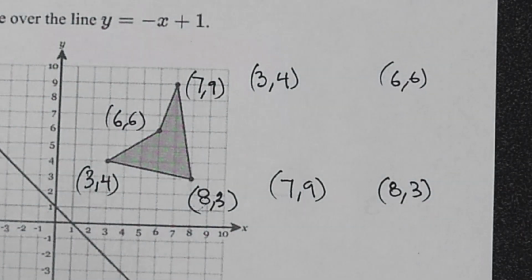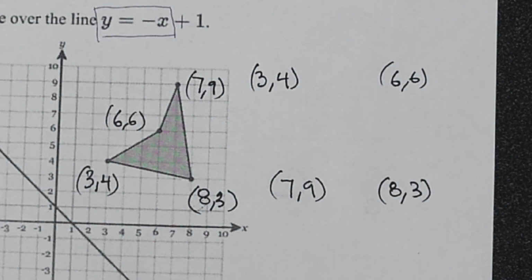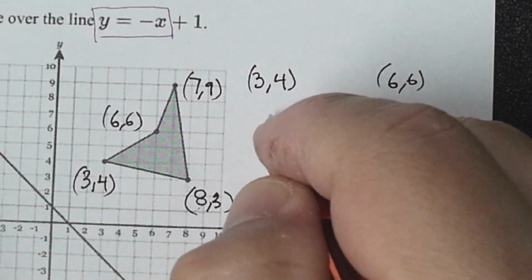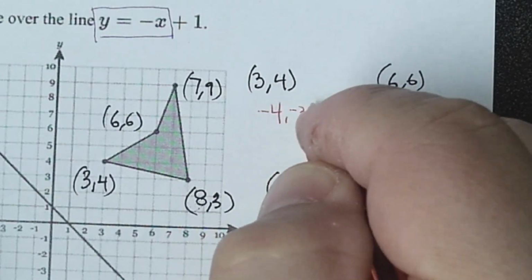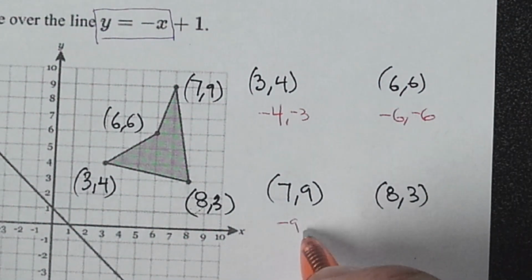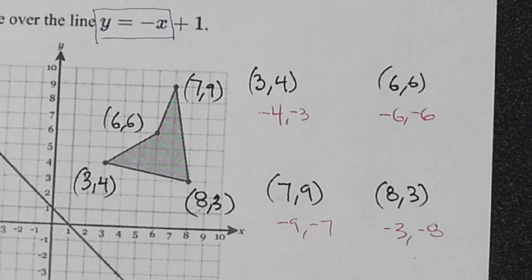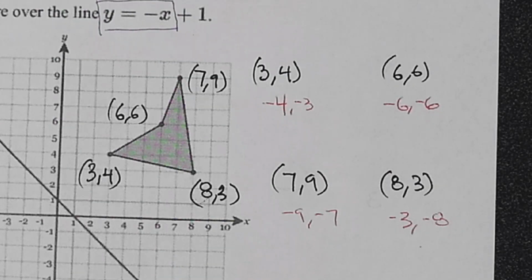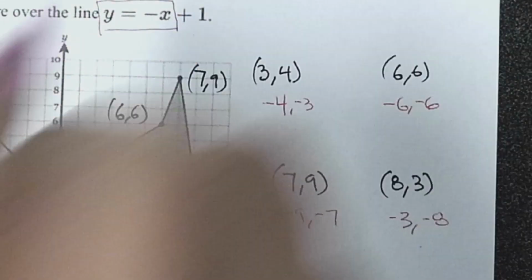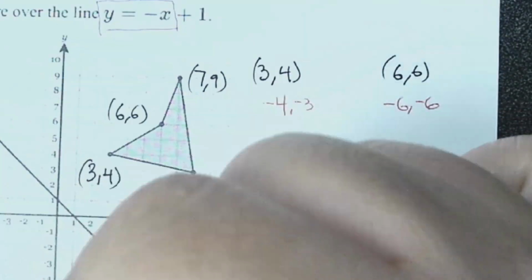This time, what does it tell us to do? It tells us that y equals negative x. So y equals negative x means flip them and do the opposite signs. So negative 4, negative 3, negative 6, negative 6, negative 9, negative 7, negative 3, negative 8. However, it tells us at the very end, add 1. It says plus 1.